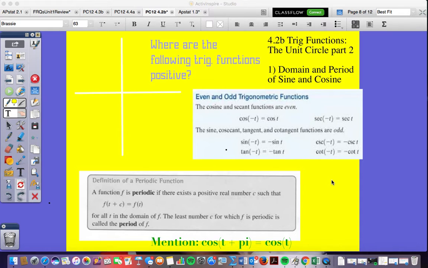Find the up above the x-axis. Perfect. We just linked that, didn't we? We just said sine was related to y. Therefore, if y is positive, therefore sine is positive. Right? If you're good, say uh-huh.